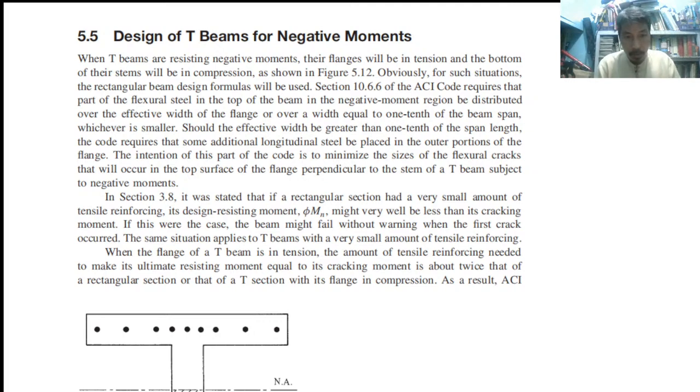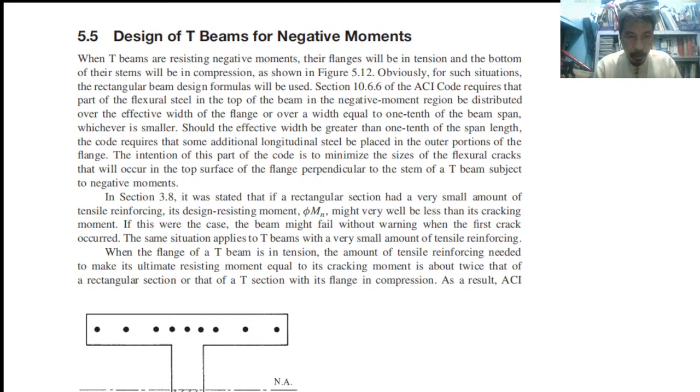Take note, very important, to minimize the sizes of the flexural cracks. Why am I taking this emphasis? Because we cannot go further. Next week would be our final exam, and therefore I would not be able to discuss the serviceability limit that could compute the crack. Therefore, let's tackle this. It could minimize the size of flexural cracks that will occur in the top surface of the flange perpendicular to the stem of a T-beam subject to negative moments.